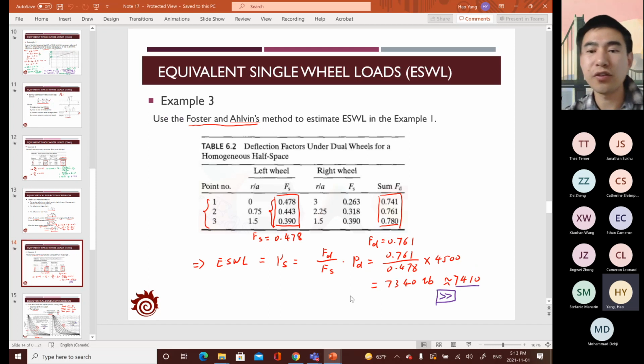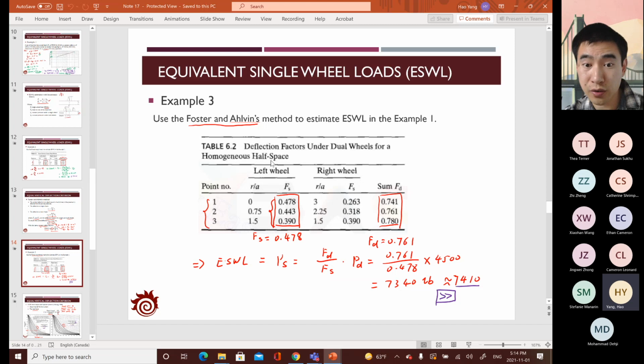Here I'm going to give you another example of how to use the Foster and Ahlvin method for the estimation of the ESWL. Usually for this method, you will be provided with the deflection factor under the dual wheel and the single wheel, and we also have to identify the deflection factor at the three points that we specified: one directly behind the center of one tire, one at the edge, and the other at the center of the two tires. So those will be points 1, 2, and 3.